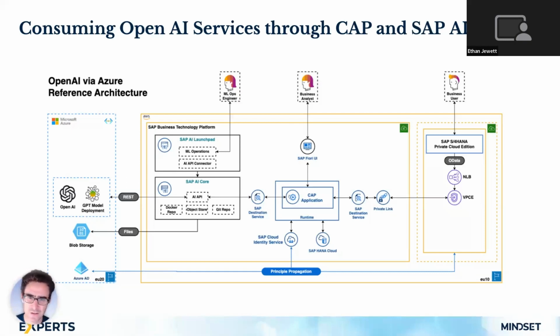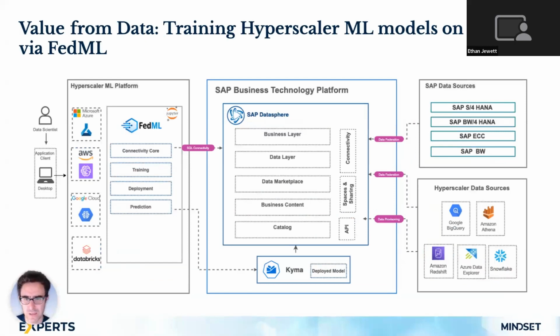Then lastly, and this is the one that we're gonna end up diving into a little more, is an approach to getting value from data. How do we train hyperscaler machine learning models on SAP data? And the way to do that with this reference architecture that SAP provides with reference to all the hyperscalers is via FedML, which is essentially a database connection back to DataSphere.